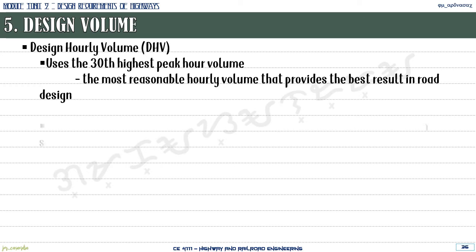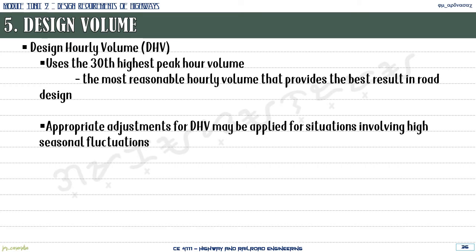The 30th, as this will be the most reasonable hourly volume that would provide us the best result in our road designs. So, applying our design hourly volume, necessary or appropriate adjustments may be applied for situations that would involve high seasonal fluctuations. Examples of high seasonal fluctuations would be the fiestas or holiday seasons, wherein a certain city or area would accumulate more vehicles compared to the normal days or normal weeks of the year.